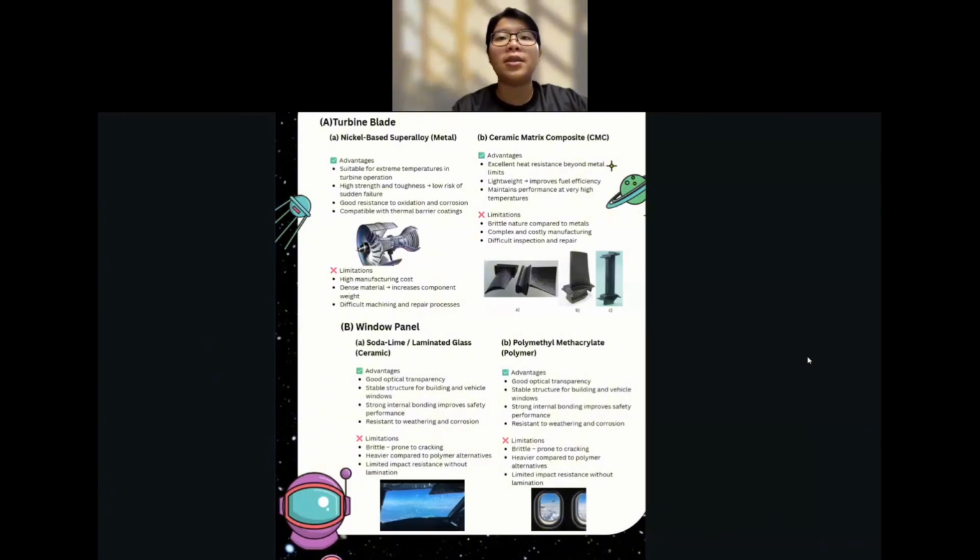The second window panel material is polymethyl methacrylate, or we call it PMMA. PMMA has excellent transparency, is lighter than glass, and is commonly used in aircraft windows. It is also resistant to weathering and corrosion. Its limitations include susceptibility to cracking and limited impact resistance compared to laminated glass. Thank you.